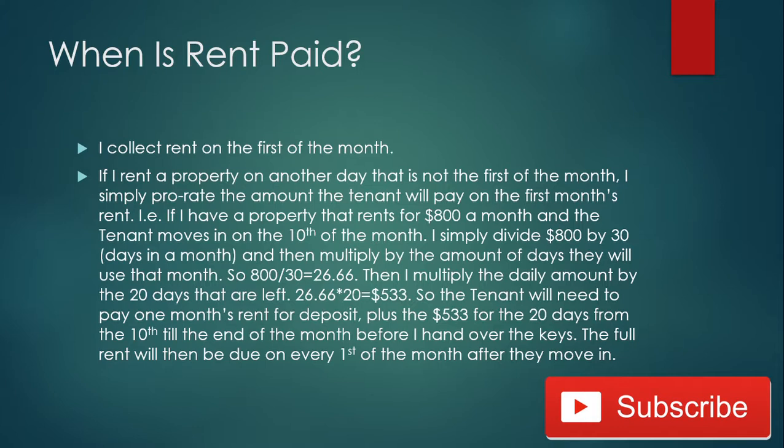It's $26.66. Then I multiply the daily amount by the 20 days that are left. So they're gonna use 20 days from the 10th to the 30th. So it's $26.66 times 20. It's $533. So the tenant before moving in will pay $533 plus 1 month's rent for deposit.